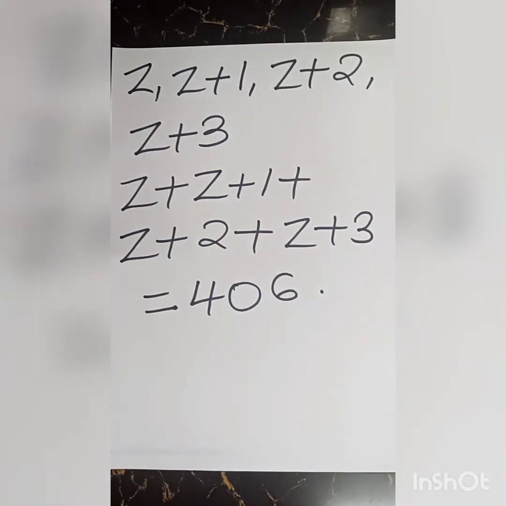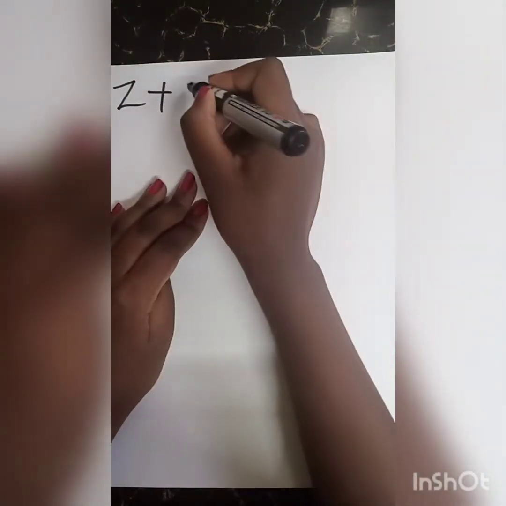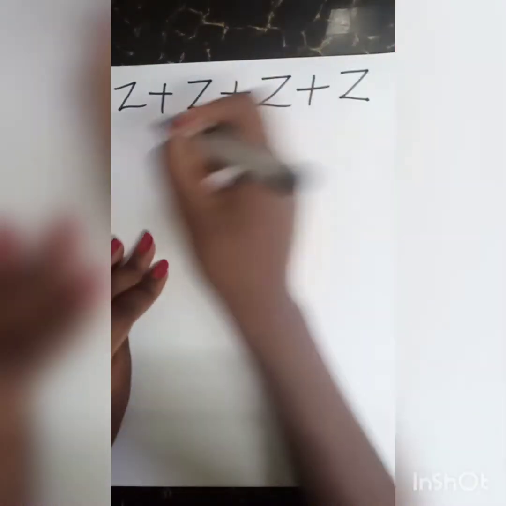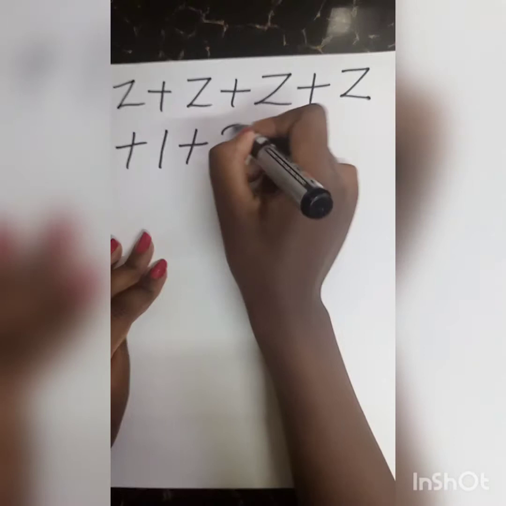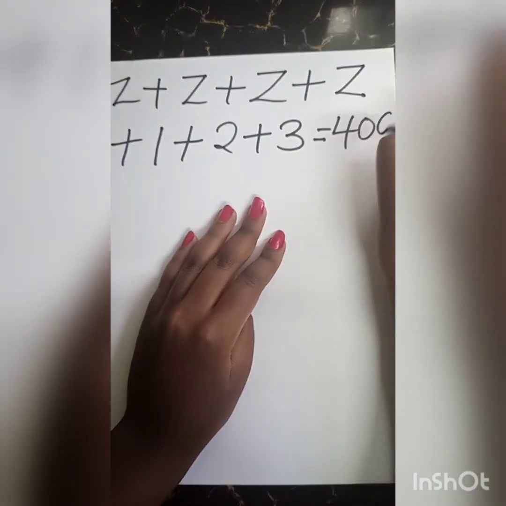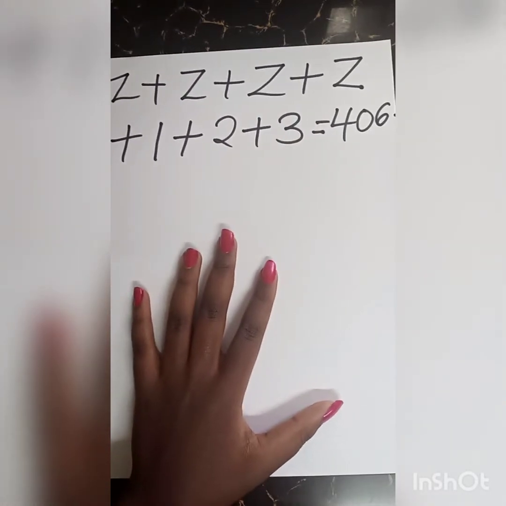So let's collect the like terms. When you collect the like terms, we'll have Z plus Z plus Z plus Z plus 1 plus 2 plus 3, and we've been told that all this is equal to 406. So, now that we've collected the like terms, we can easily calculate this question.